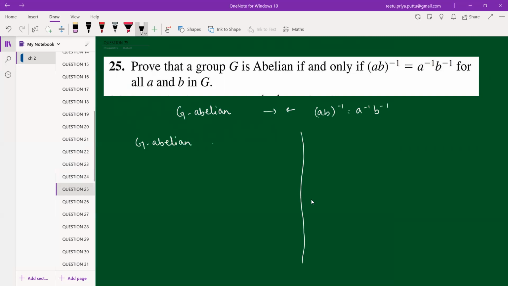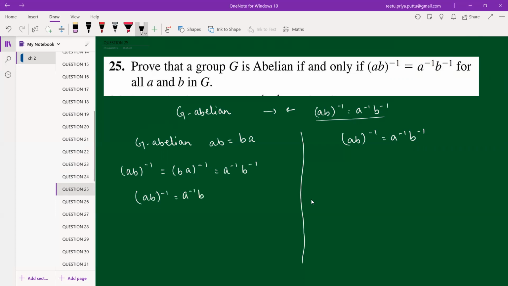G is abelian means AB is equal to BA. And in the other part, we consider that AB inverse is equal to A inverse B inverse. Here we have to prove this and there we have to prove that. Now when AB is equal to BA, we have to show that AB inverse is equal to A inverse B inverse. We know that AB is equal to BA, so we can write it as BA inverse, and by the sock-shoe property, we can write it as A inverse B inverse. So we showed AB whole inverse is equal to A inverse B inverse.